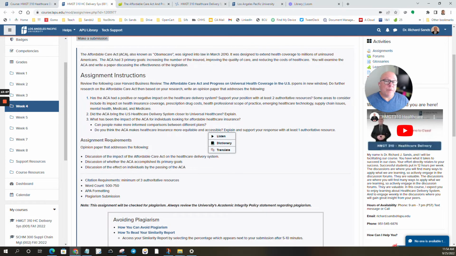Your references, start a new page, and it says references, bold, right in the middle. Do not say works cited. That's incorrect. It's references. Then you're going to have your references in alphabetical order, properly formatted as per APA requirements.